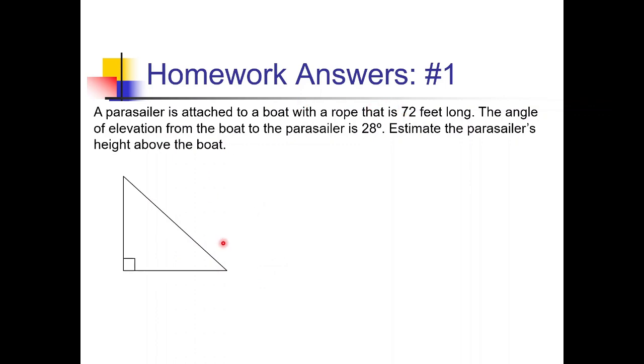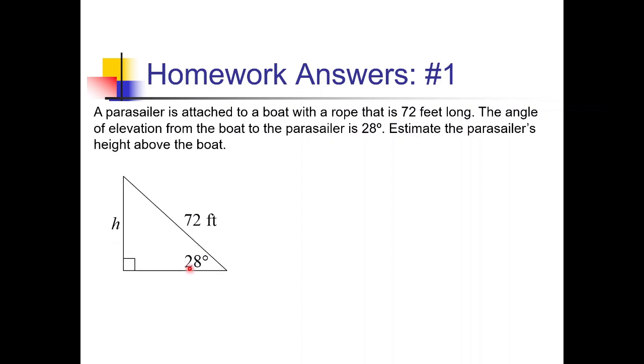So I'm thinking, let's see here. This must be the boat. This must be the parasailer up here. So this must be the rope then, that's 72 feet long. And the angle of elevation from the boat to the parasailer, they said, was 28 degrees. So that's this right here. They want the parasailer's height above the boat. So that's this vertical distance on my triangle. I'll call it h. And now I'm going to go ahead and solve this.